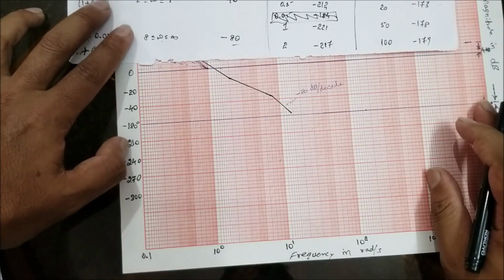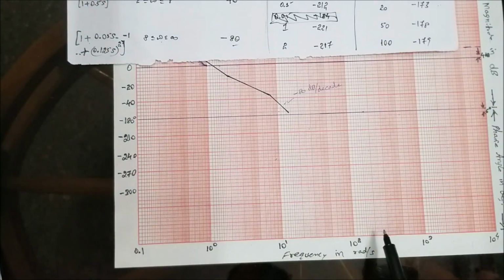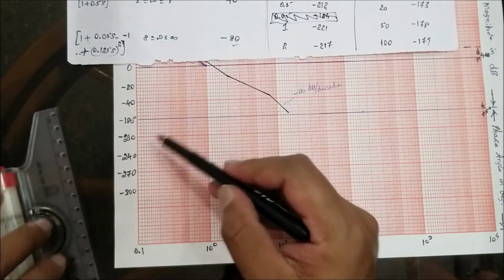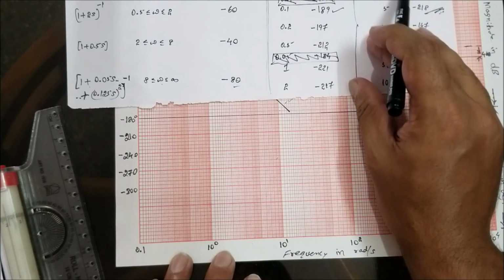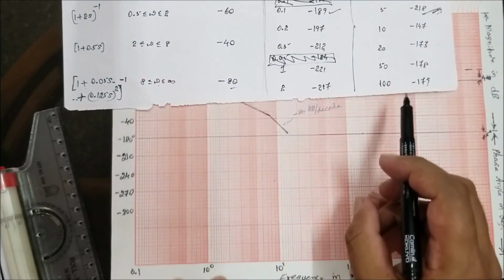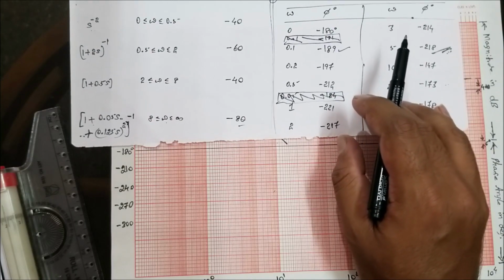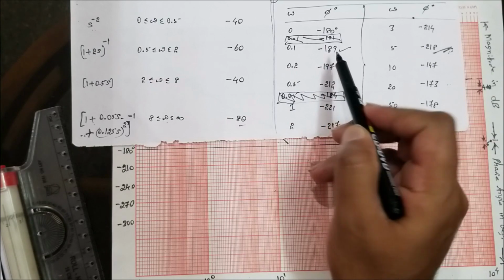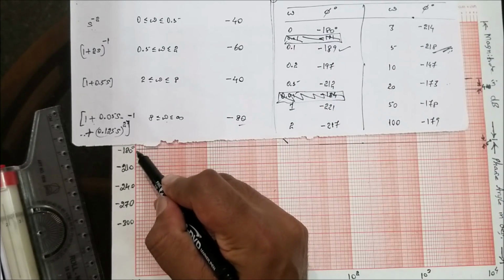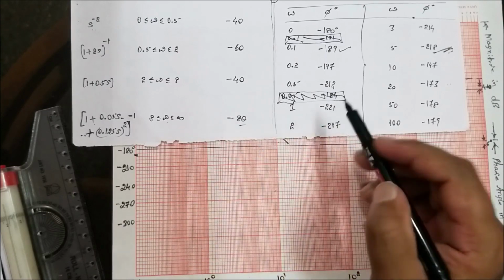Now let me show you only the phase angle plot. Here we have frequency in radians per second, and here we have angles starting from minus 180. Let me put it this way so that the plotting will become easier for us. Now start from 0.1. At 0.1 it is minus 189. Each line is 6, so therefore it is 186, and half of it is 189 at 0.1.